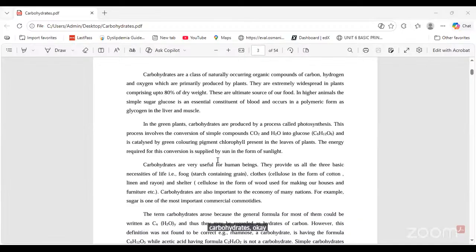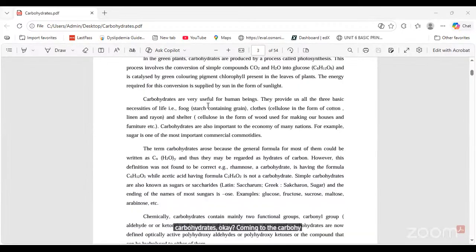Okay. Coming to the carbohydrates, they are very useful for human beings and animals. They provide the three basic essentials of life. What are the three basic ones, girls? One is food, second is cloth, and third is shelter. Yes or no? First one, food. How does it come? Starch-containing grains; you can eat the food.